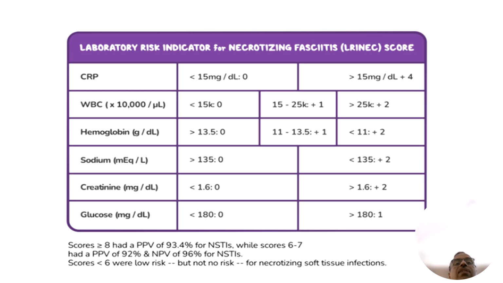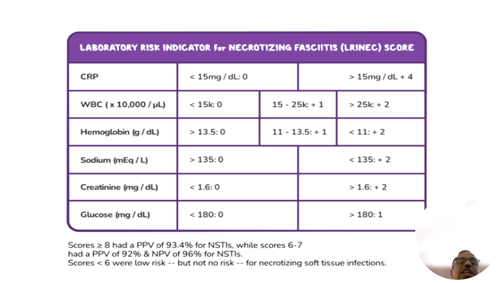Hemoglobin more than 13.5, 0 points, less than 11, 2 points. Sodium more than 135, 0 points, less than 135 milliequivalents per liter, 2 points. Serum creatinine less than 1.6, 0 points, more than 1.6, 2 points. And blood glucose less than 180 milligram, 0 points, and if it is more than 181, 1 point.